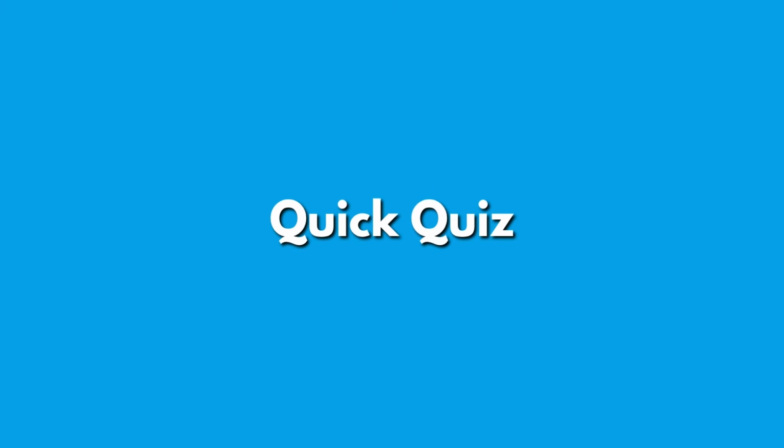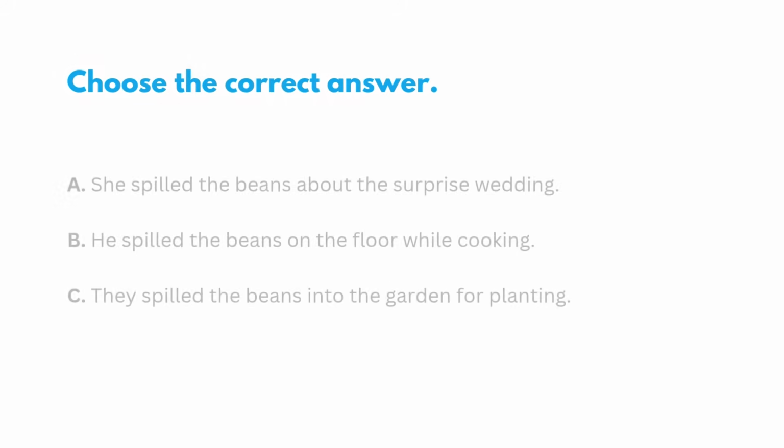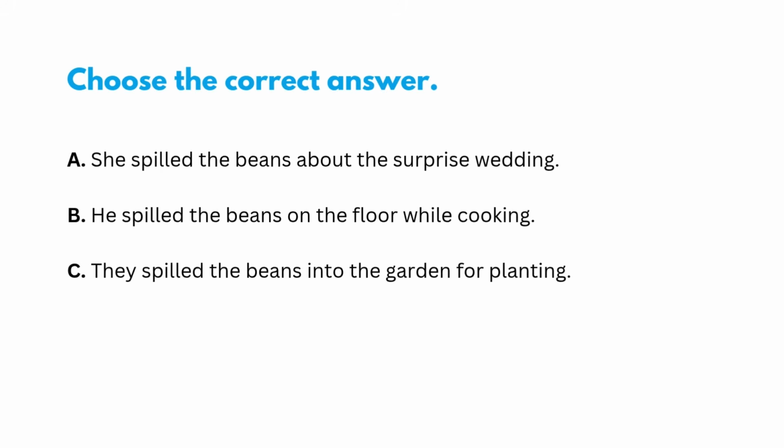And now let's try a quick quiz. Which sentence uses spill the beans correctly? A. She spilled the beans about the surprise wedding. B. He spilled the beans on the floor while cooking. C. They spilled the beans into the garden for planting. The correct answer is A. She revealed a secret about the wedding.